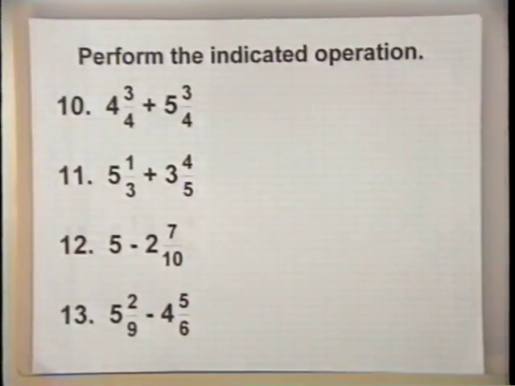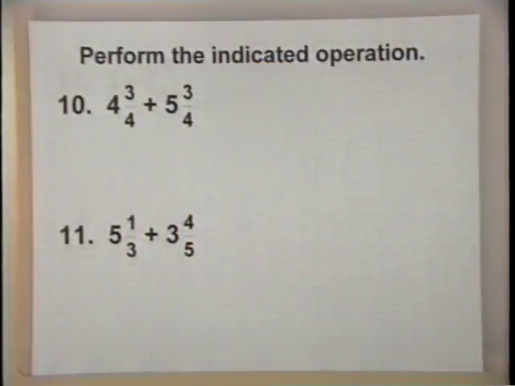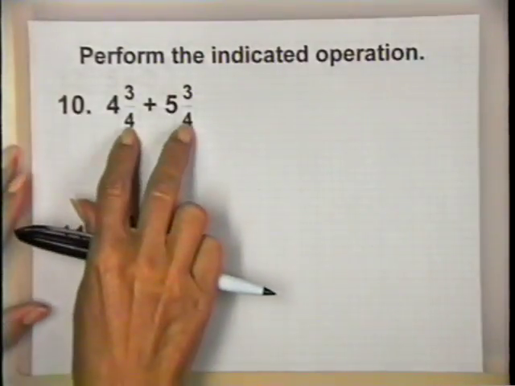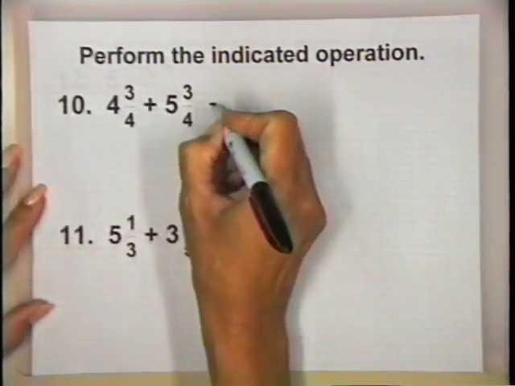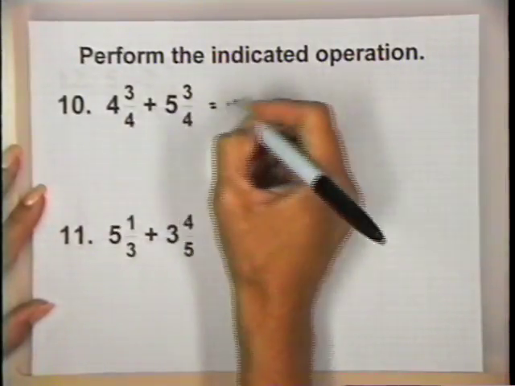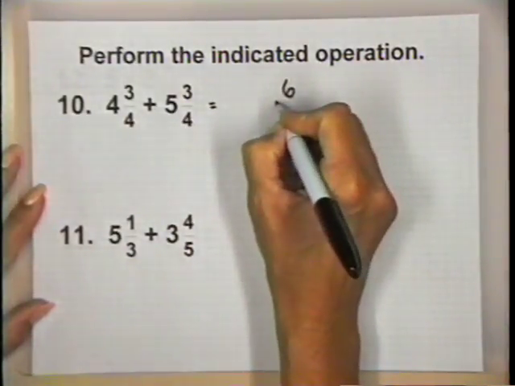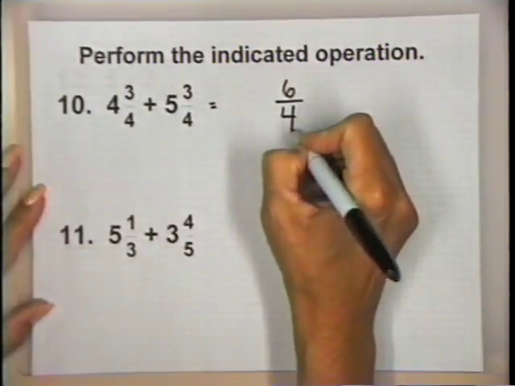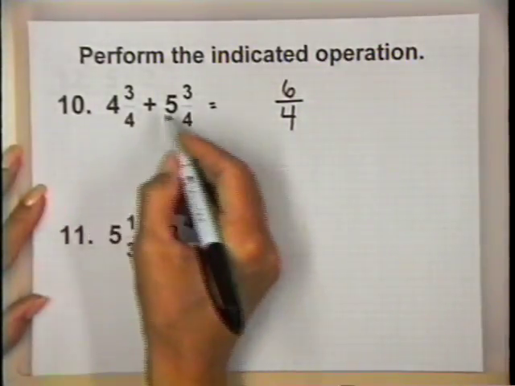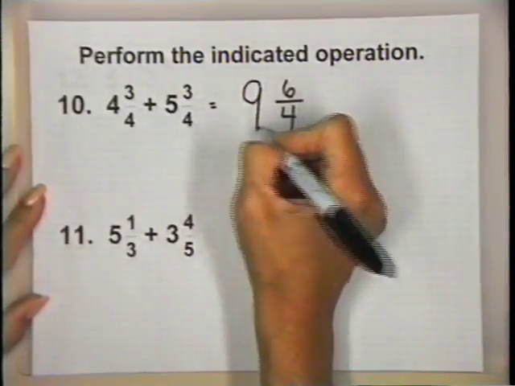Okay, how did you do? Let's take a look at these problems. Let's start with problem number 10. In problem number 10, the indicated operation is addition. We want to add our fractions to our fractions, and we may because they have a common denominator. So let's say 3/4 plus 3/4. We get 6/4. Let's add our whole numbers. 4 plus 5 gives us 9.